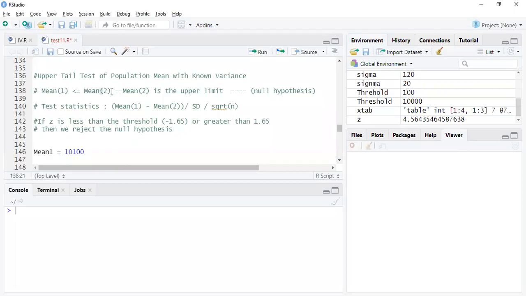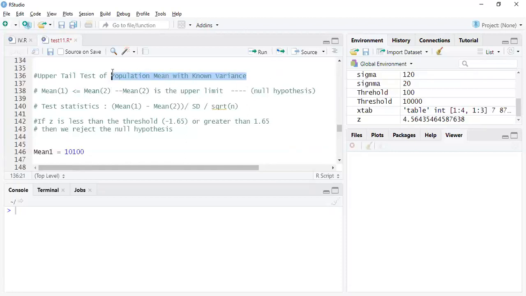Hi, in this video, we will see what an upper tail test is. This is a one-sided hypothesis test, and in the last few videos, we have gone through the two-sided test. In fact, in the last video, we also saw the left tail test, and in this video, we will see the upper tail test, or the right tail test. It's also known as the right tail test or upper tail test. Both are fine.